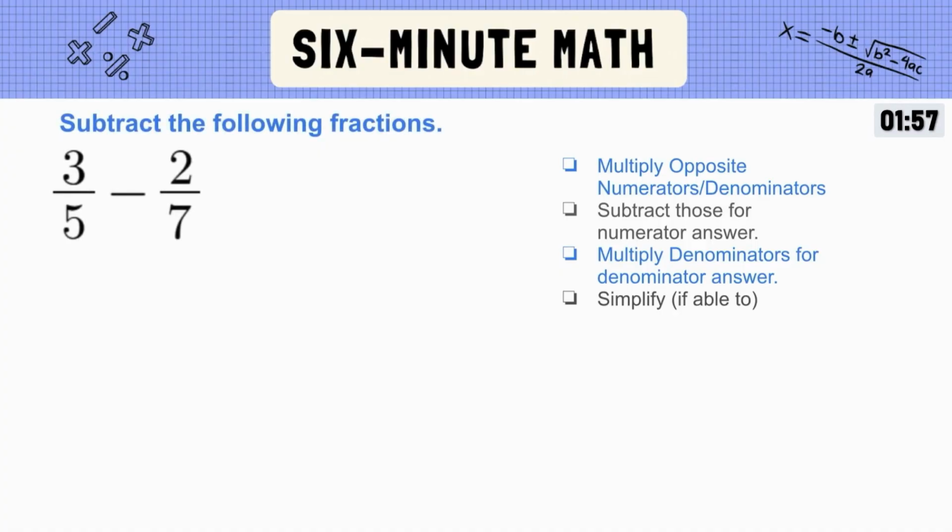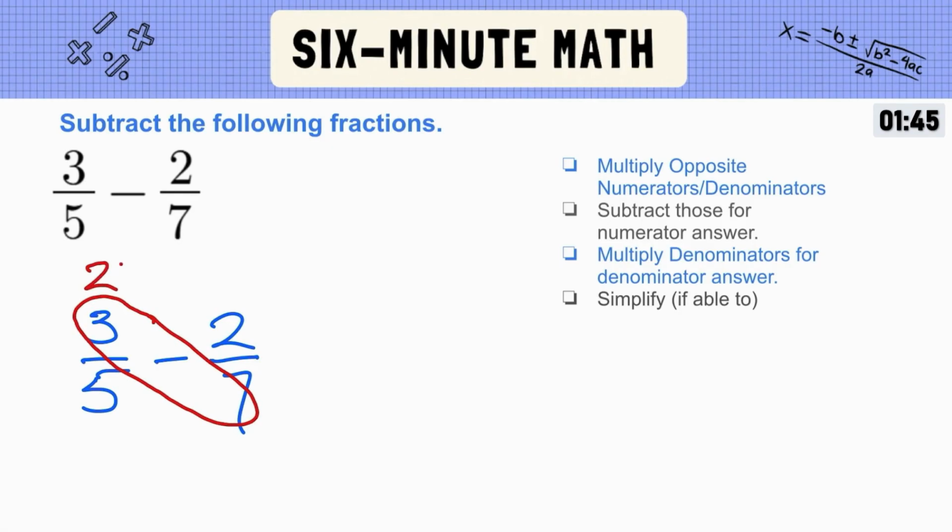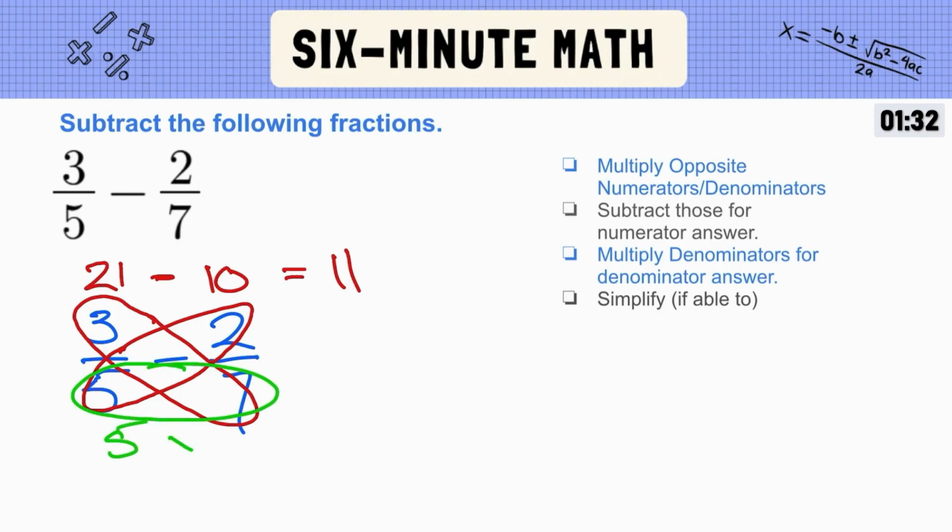Let's subtract 3/5 minus 2/7. 3 times 7 is 21. 5 times 2 is 10. And I'm going to subtract those for 11. And then I have 5 times 7 as my denominators for 35, which gives me a final answer of 11 over 35.